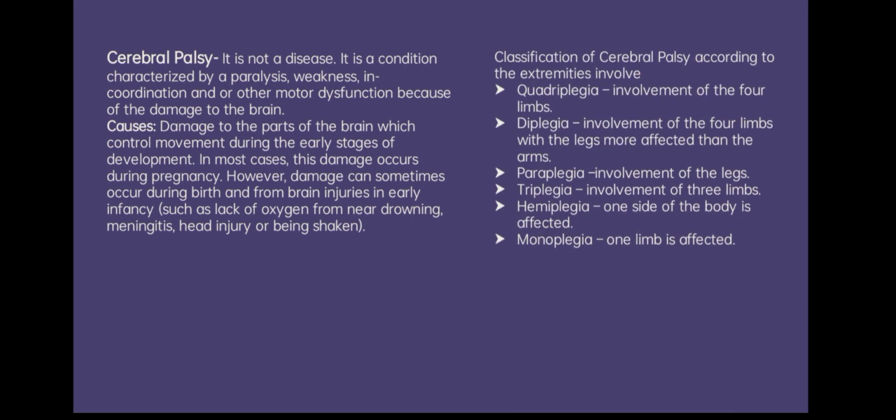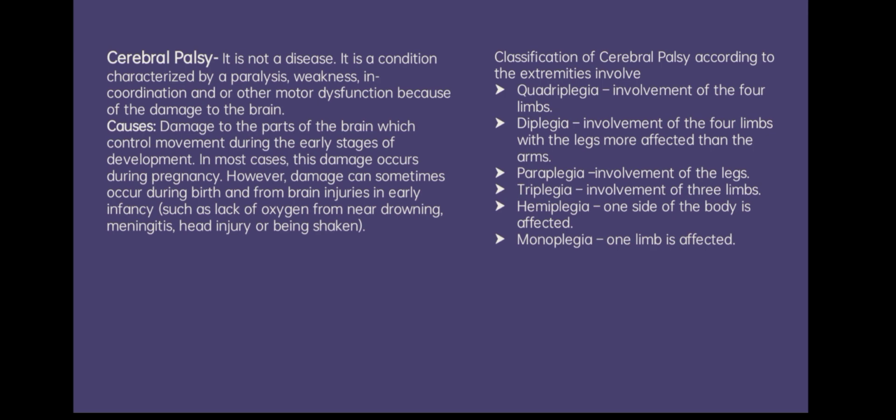Then, classification of cerebral palsy according to the extremities involved. So, there are six classifications of cerebral palsy. The first is quadriplegia, so quadruple, involvement of 4 limbs. Then, diplegia, involvement of 4 limbs with legs more affected than the arms.